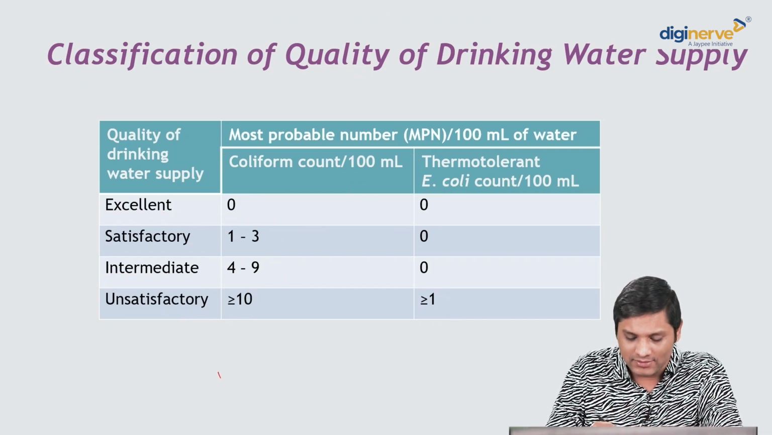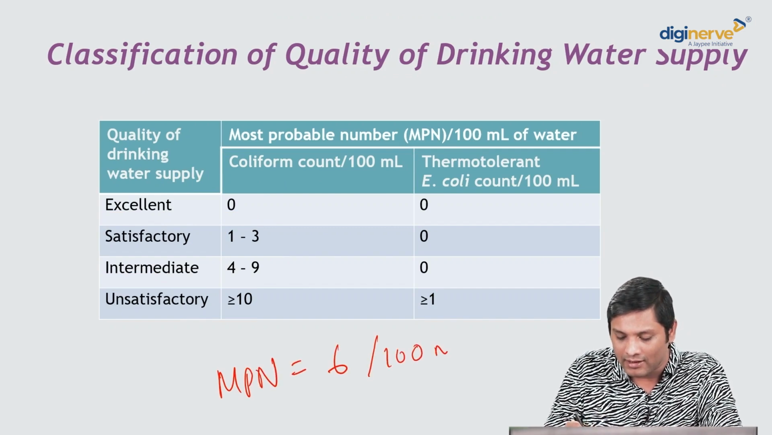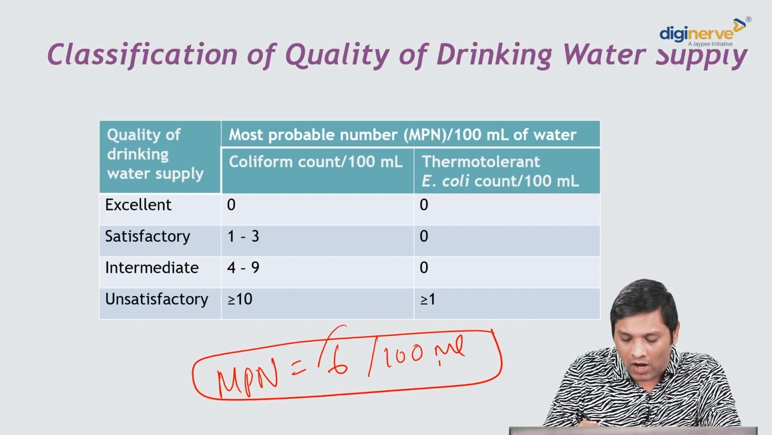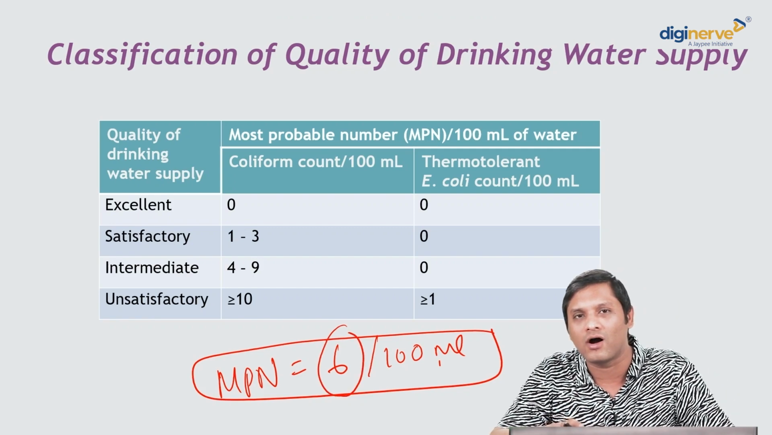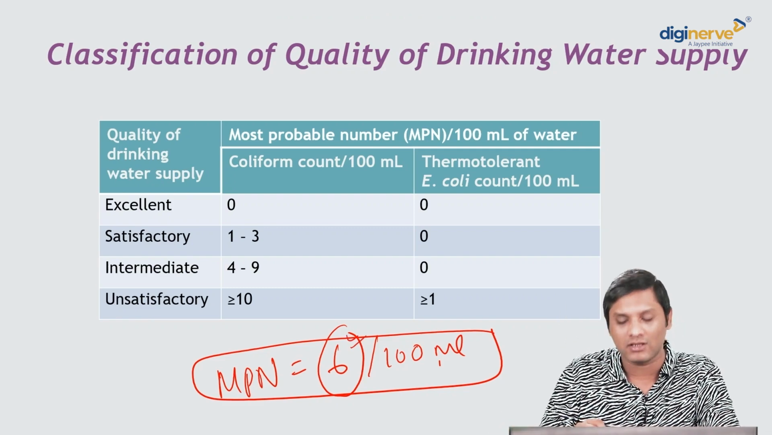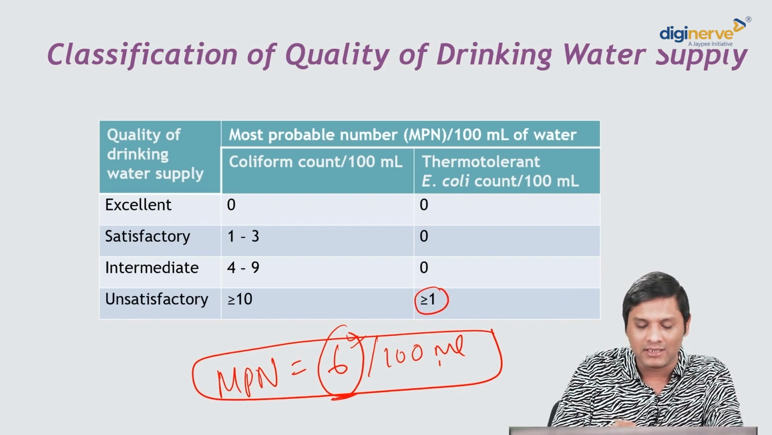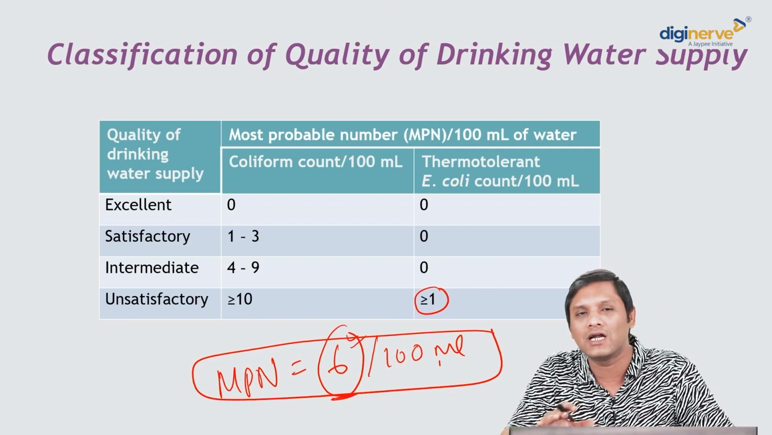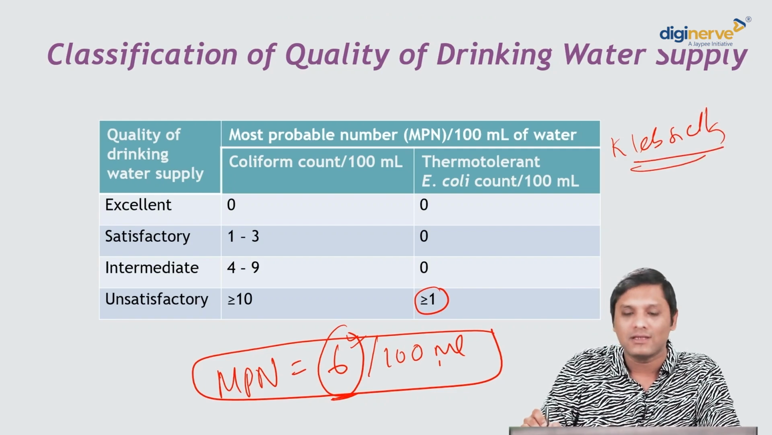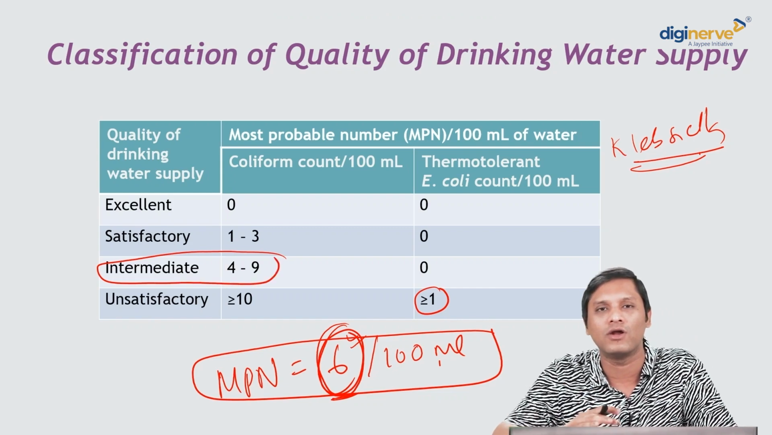In our example, we have seen that the most probable number is 6 organisms per 100 ml of drinking water. If you further process the organism to identify it, and it is a thermotolerant E. coli, then more than 1 is unsatisfactory. Therefore, 6 is taken as unsatisfactory. Suppose the identification of the coliform turns out to be Klebsiella. If you have Klebsiella, then a count of 6 will be regarded as intermediate quality of water.